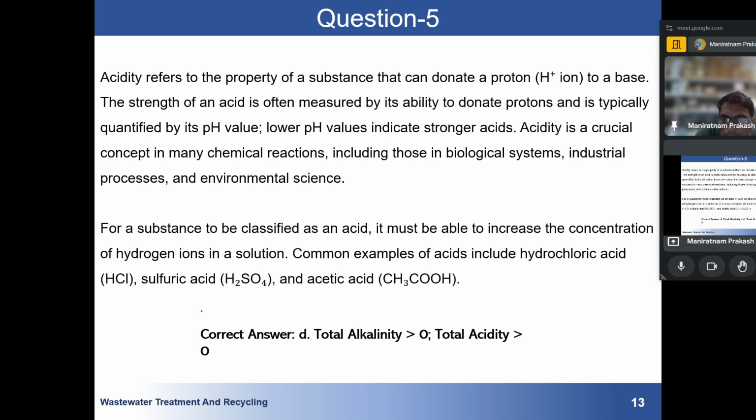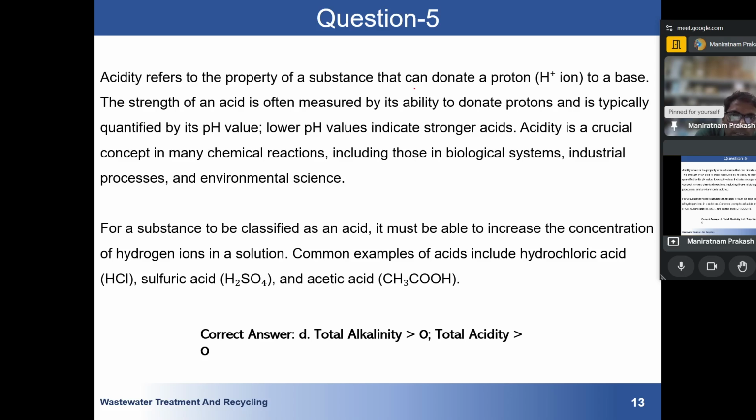On the other hand, acidity refers to the property of the acid that can donate H plus to the base. Strength of the acid is often measured by the ability to donate protons, and typically it is the opposite of alkalinity. In simple words, you can say it is the ability to neutralize OH minus.